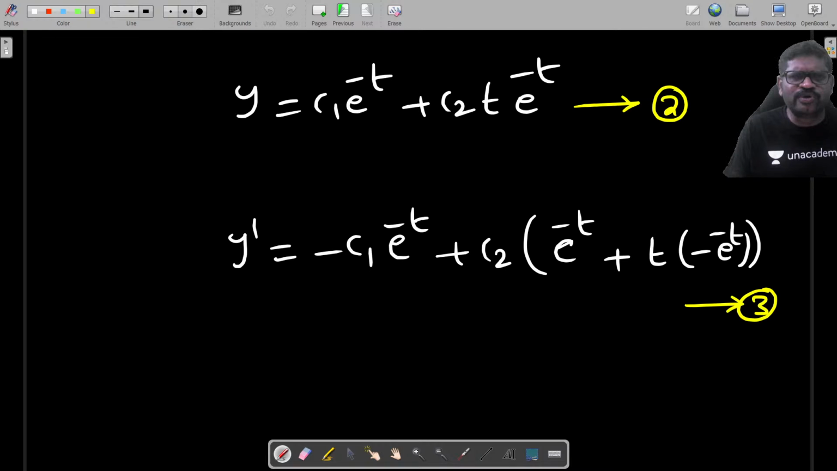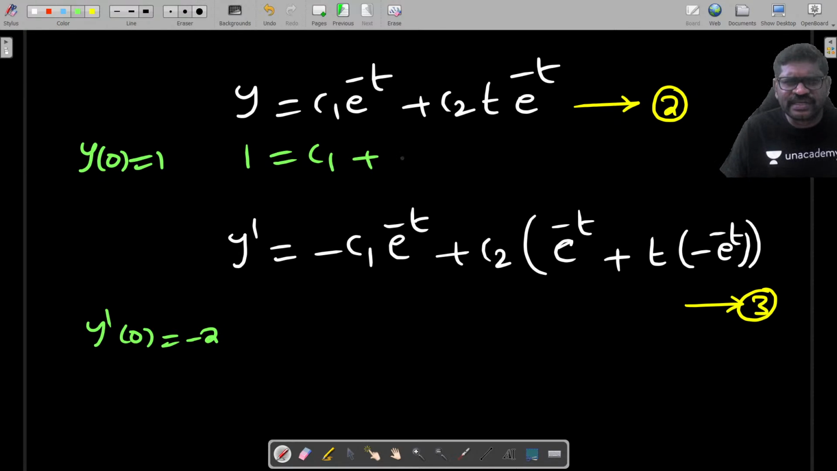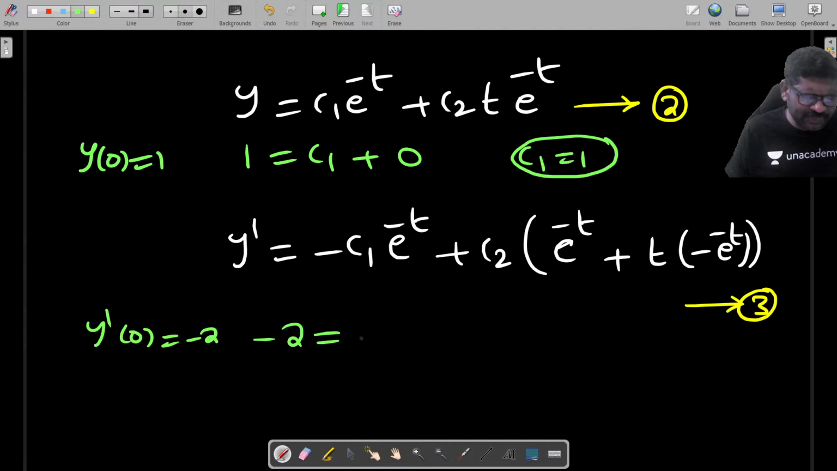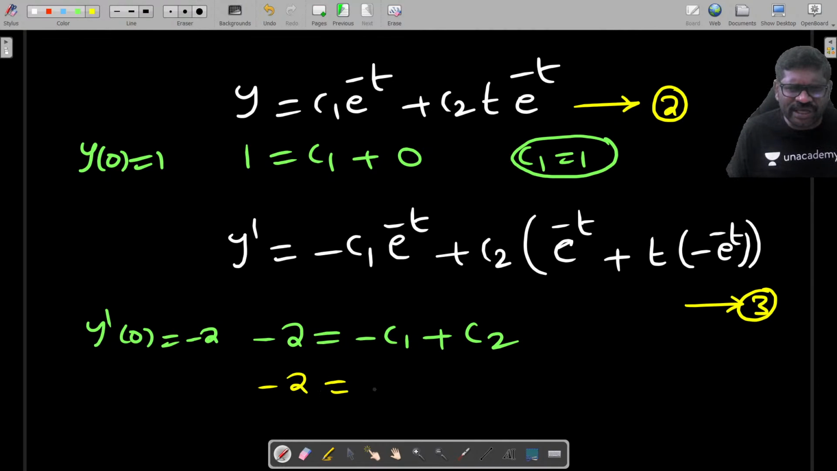Y of 0 equal to 1, y dash of 0 equal to minus 2. Now 1 is equal to c1 plus c2 into 0 is 0, therefore c1 equal to 1. Next, y dash of 0 equal to minus 2, so minus 2 equal to minus c1 plus c2. Since c1 is 1, minus 2 equal to minus 1 plus c2, therefore c2 equal to minus 1.